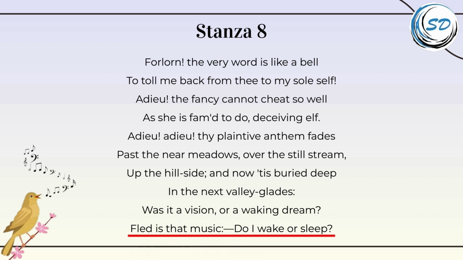The stanza concludes with a powerful and enigmatic line. Fled is that music, do I wake or sleep? Keats is unsure whether he is fully awake or perhaps still in a dreamlike state. The sudden absence of the Nightingale's song and its effect on the poet's senses leave him in a state of uncertainty, blurring the boundaries between reality and the realm of dreams. This stanza marks a pivotal moment in the poem, as the poet transitions from the heightened enchantment of the Nightingale's world back to his own reality.